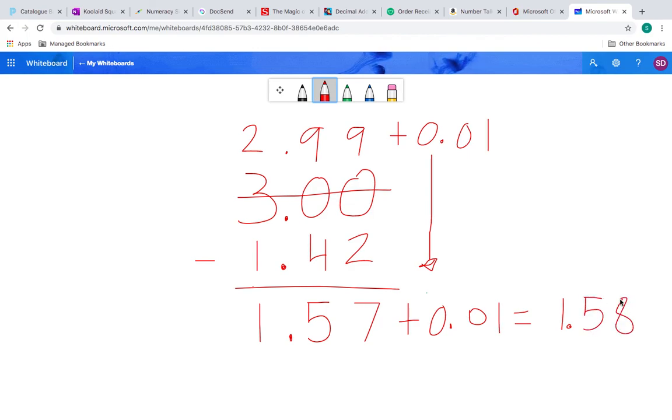1.58 as our answer. Notice how it's not a whole, it's in the same decimal place. So we made the hundredths one bigger for our answer. All right, that's subtraction by renaming.